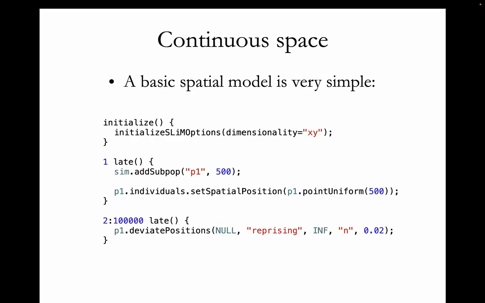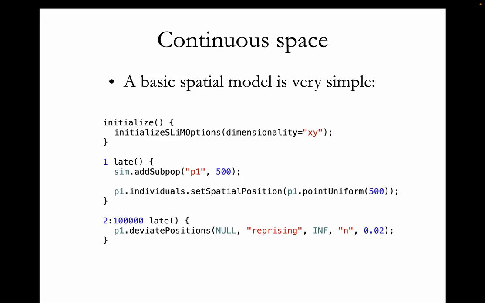Here's a trivial continuous space model in SLiM. We tell SLiM that we want a two-dimensional landscape with a call to initialize SLiM options. We make a new subpopulation, as we've seen before, but now we need to set the spatial positions of the new individuals. Here we set them to random positions in the landscape generated by the point uniform method. And finally, we need to set the positions of new offspring each generation. New offspring are set by default to the position of their first parent, the maternal parent.